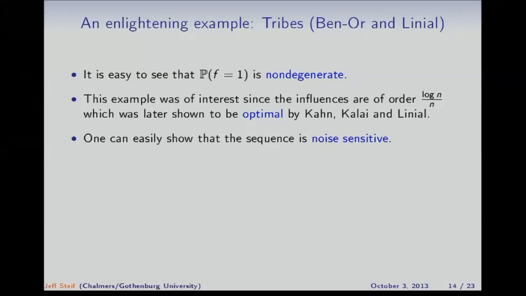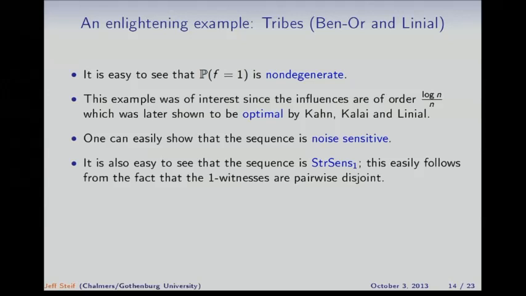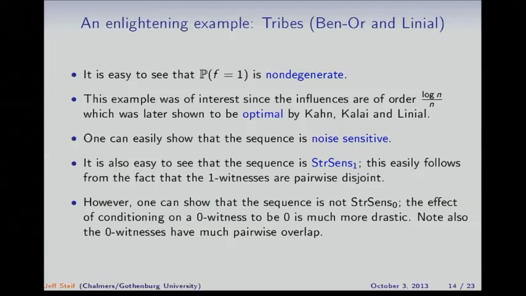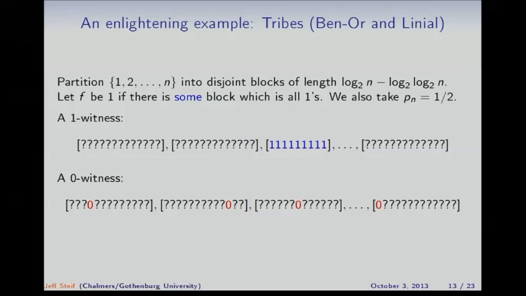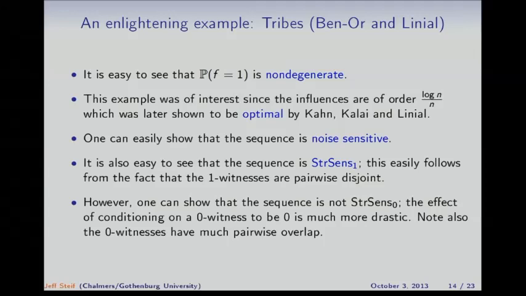It's also easy to see that this is strong noise sensitive, strong one noise sensitive. This easily follows from the fact that the 1 witnesses are pairwise disjoint. However, one can show that the sequence is not zero strong. Somehow, the effect of conditioning on a zero witness to be zero has drastic effects, much more drastic than when you condition on a one witness. And so it's not zero strong. It's because these zero witnesses have pairwise overlap. So that almost gives you your example, just switch.